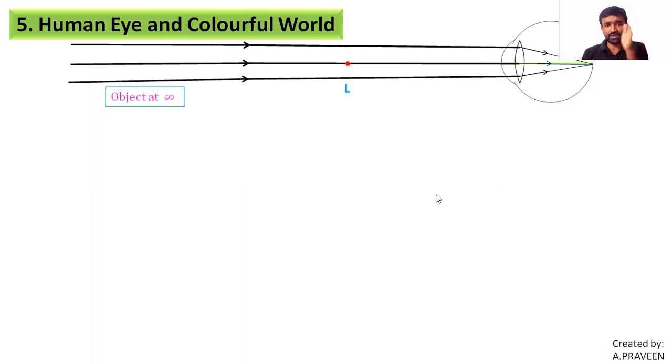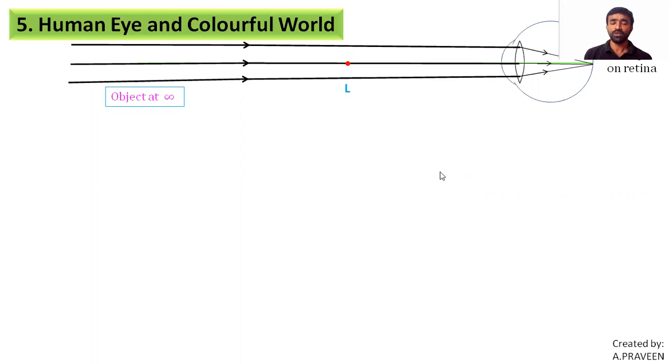So here we slowly start bringing that object towards the person, from far distance to near distance. In yesterday's discussion it was near distance to far distance; in today's discussion, far distance to near distance. So at infinity, where is the image formed by the eye lens? Can you see the image in this case? On the retina. So the person is able to see the object at infinite distance or not? Yes, able to see, because the image is formed by the lens exactly on the retina.